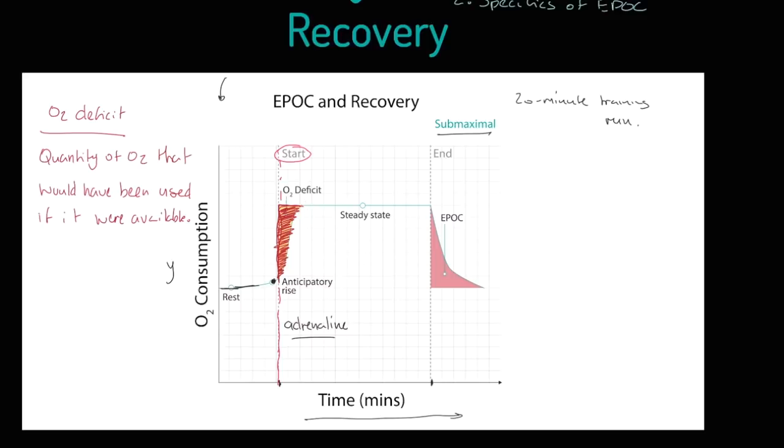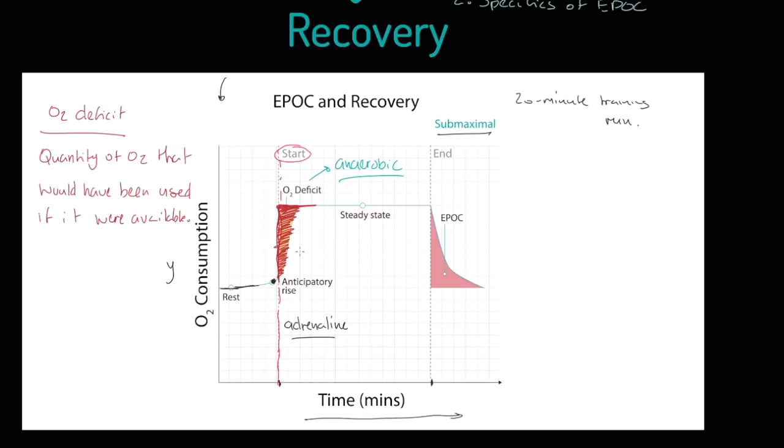But we know that this is the required rate for the steady state exercise. So we're saying here that there was a batch of oxygen that we couldn't get to the working muscle and consume in this period that we would have used if it were available. So it therefore leads to a question. How then was that energy produced? And of course, the energy was produced anaerobically. So we had to fulfill certain anaerobic processes for that energy to be produced.